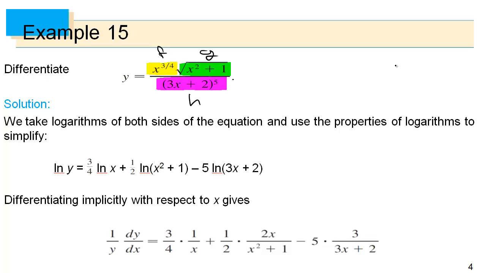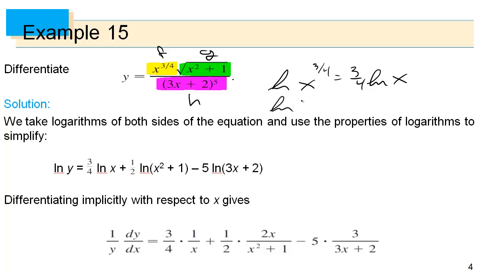In this case, by taking the log of both sides, we get to avail ourselves of all of those wonderful logarithm rules that allow us to take a complicated expression and drastically simplify it. Because remember, if we take the natural log of x to the 3/4, it's just 3/4 natural log of x. Right? Whenever you take the natural log of something to a power, the power comes down in front.